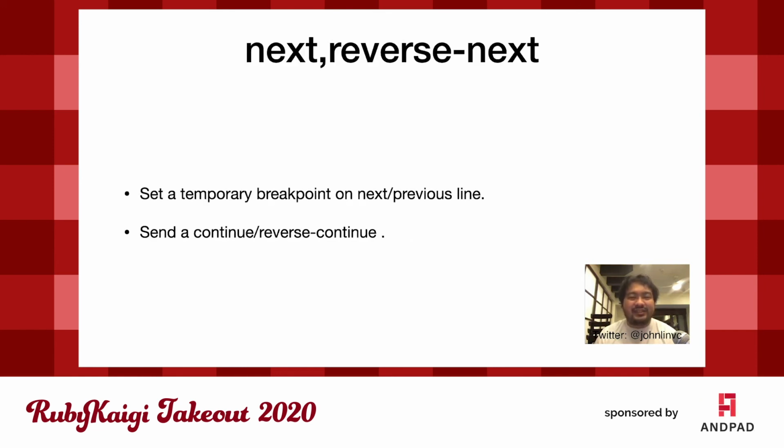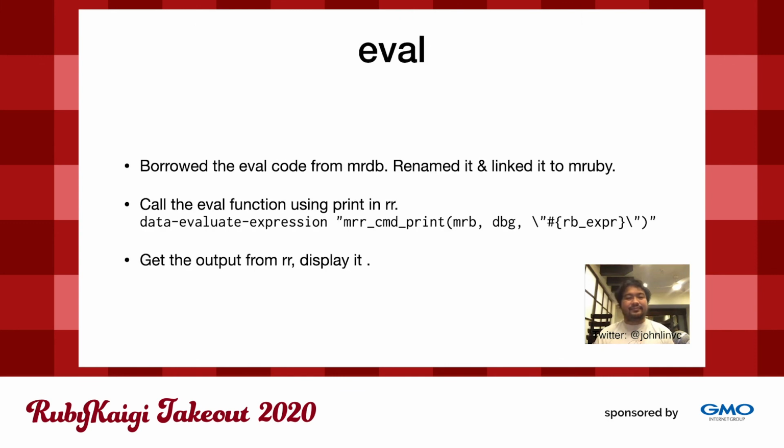And next and reverse next, this one is a little bit hacky. So I set a temporary breakpoint on the next or previous line. And then we do a continue or reverse continue. And you'll hit at the next or previous line, right? And because it's a temporary breakpoint, it will automatically delete itself. So we have the same effect as next and reverse next.